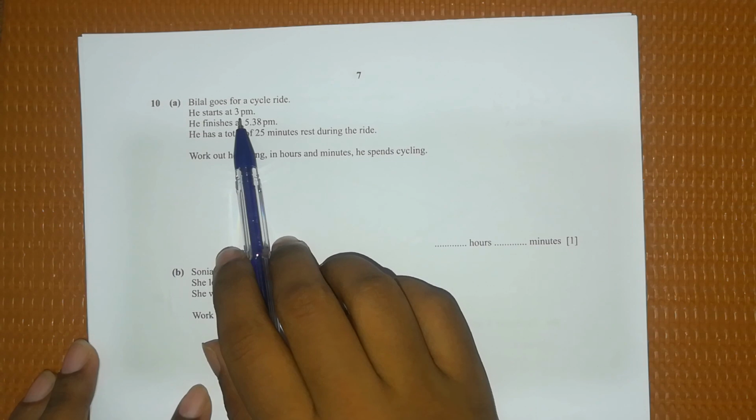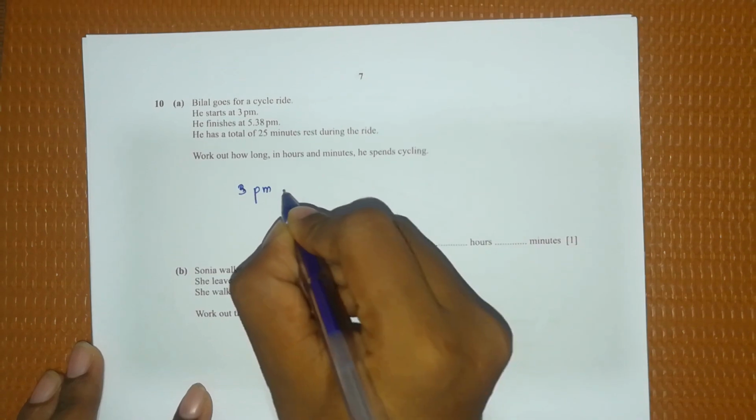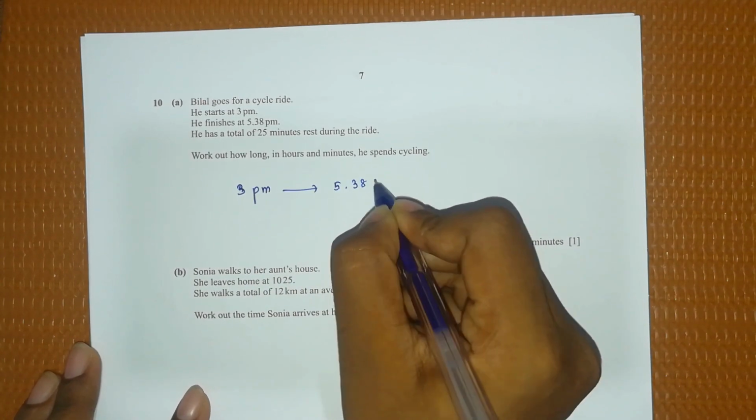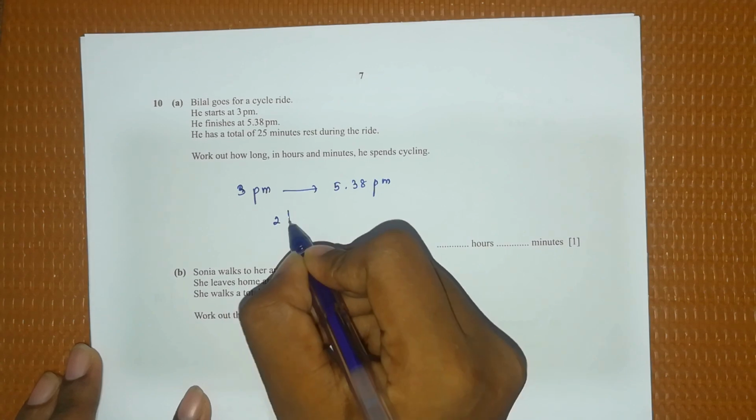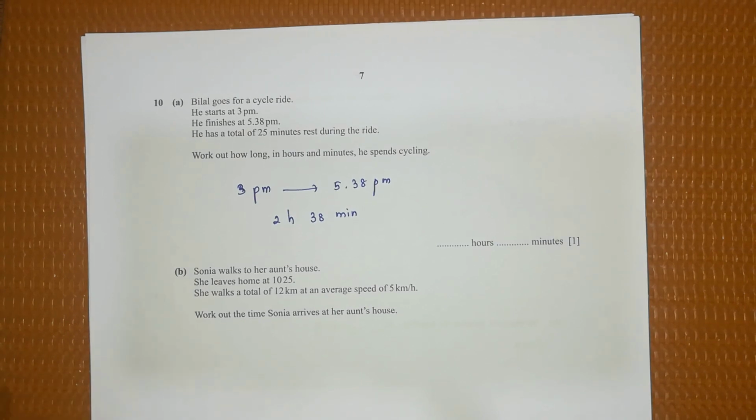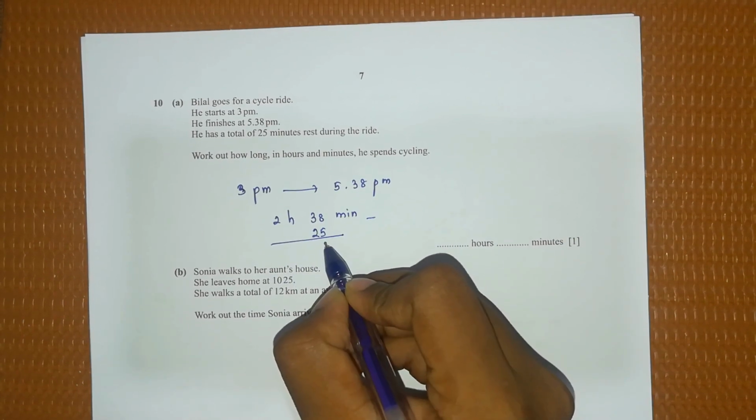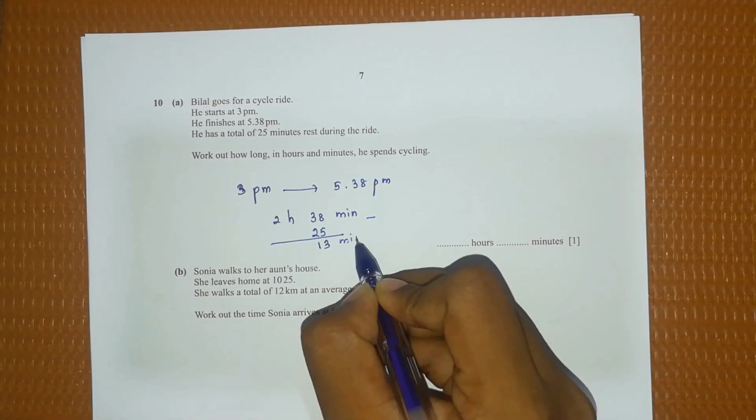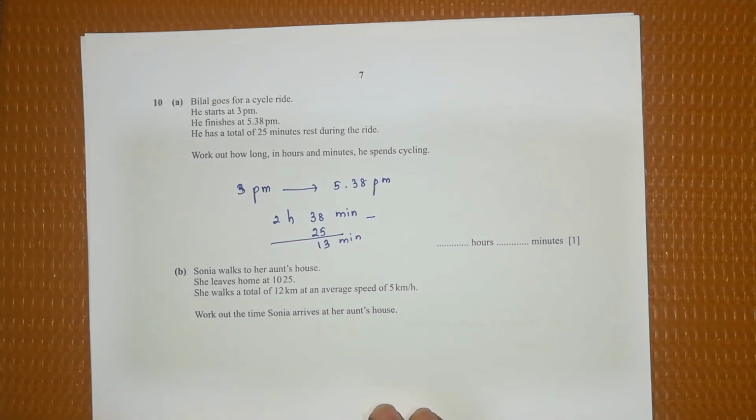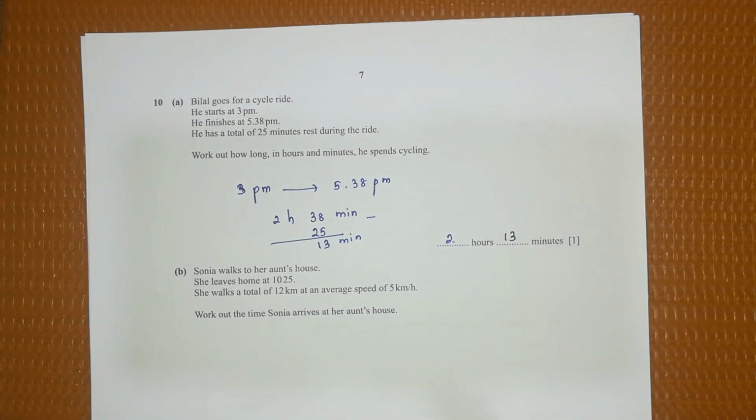So he starts at 3, finishes at 5:38. So from 3 p.m. to 5:38 p.m. you have 2 hours and 38 minutes. Then in this journey he takes a 25 minutes rest. So we have to take away that 25 minutes from here. So you will get 13 minutes. So the time that he spends cycling is 2 hours and 13 minutes.